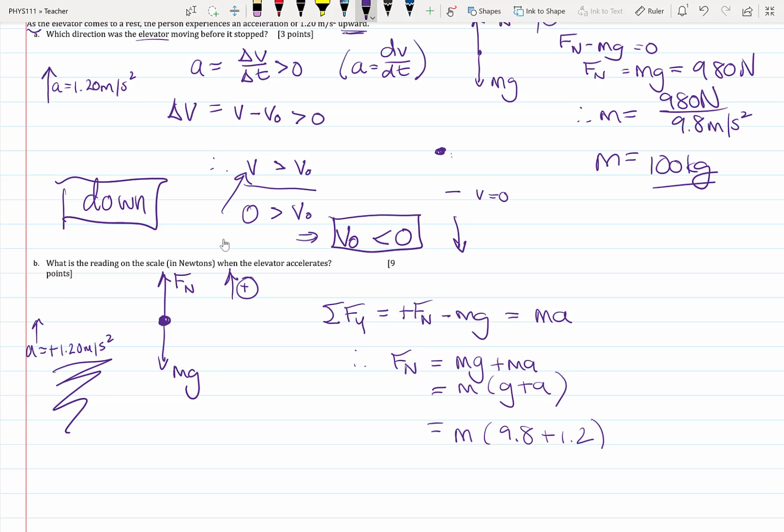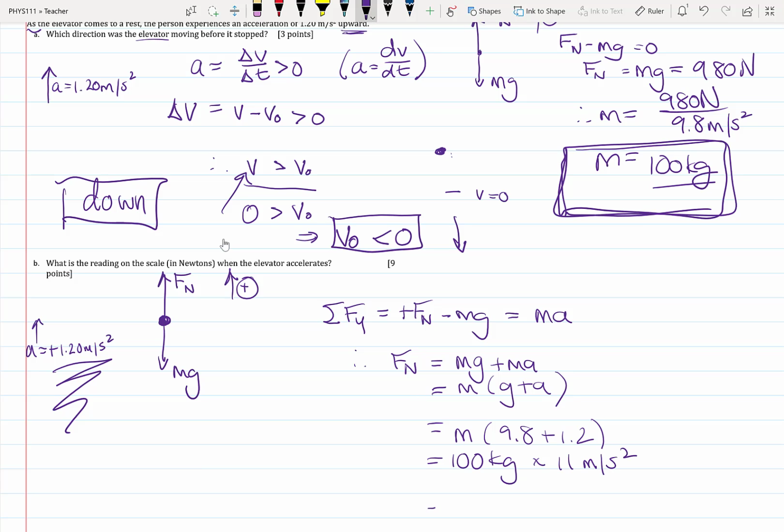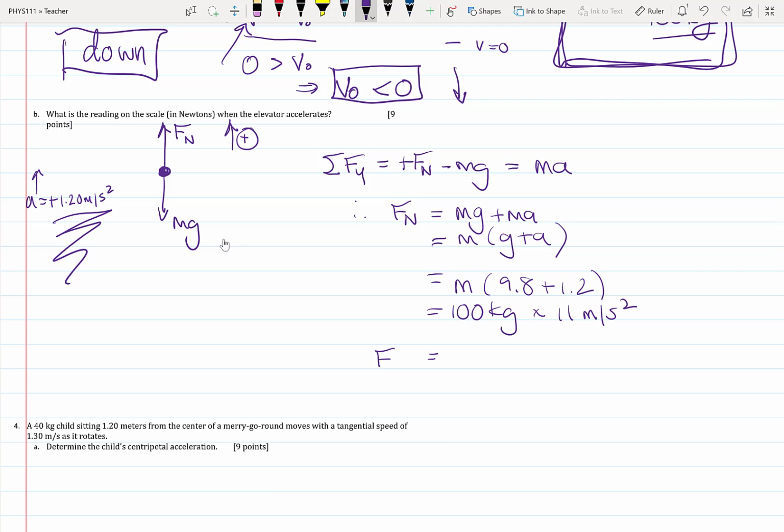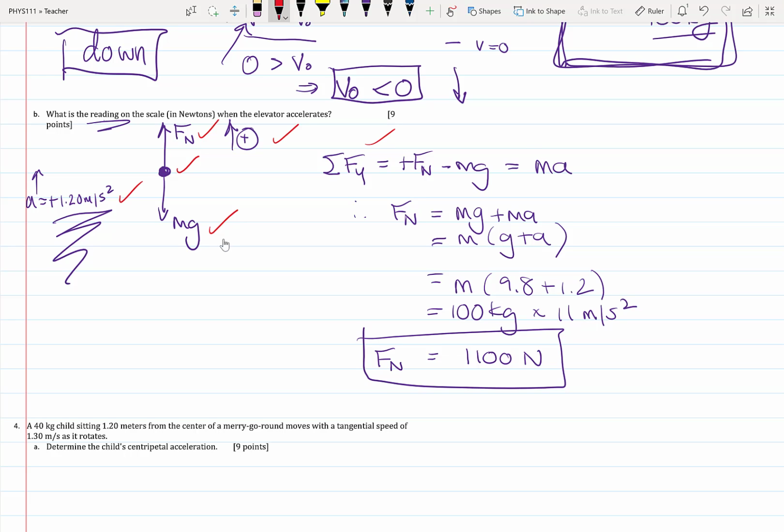All right. And in the first part of the problem, I remember we just went and worked out that mass is 100 kilograms. So we can put that in. That's 100 kilograms times 11 meters per second squared. So the force due to the normal, that's the reading on the scale, is equal to 1100 newtons. And here we have then all our points for this.